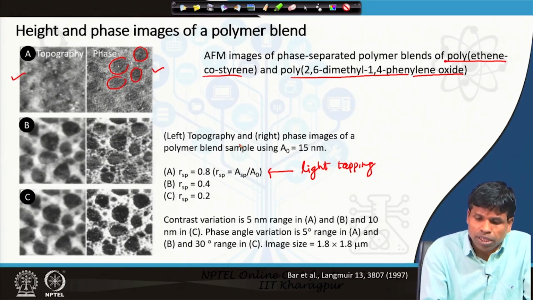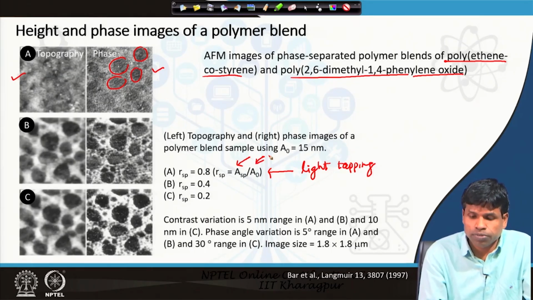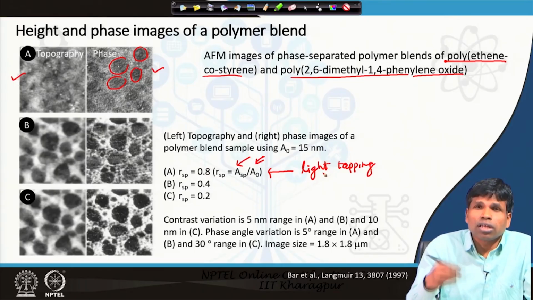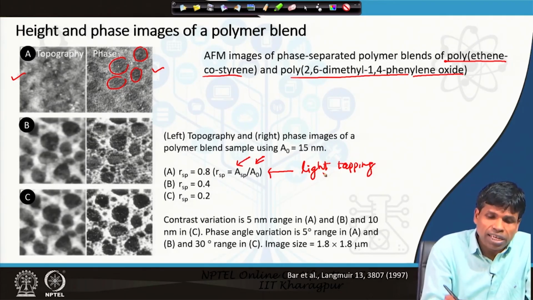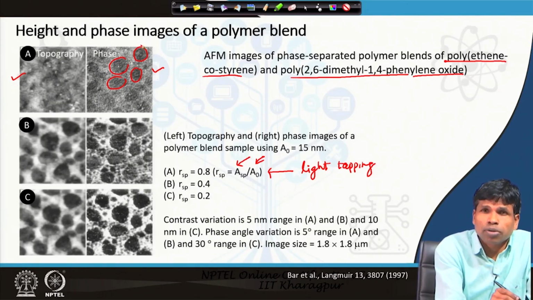Light tapping means the set point value is close to the free cantilever oscillation amplitude value. When these two values are close, the RSP value is high, and we can say light tapping. At light tapping we can see the difference in contrast in phase imaging, but not in the topography image.